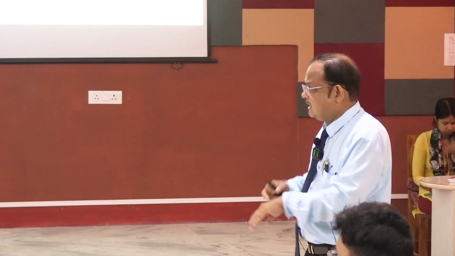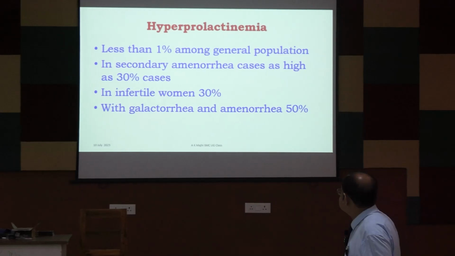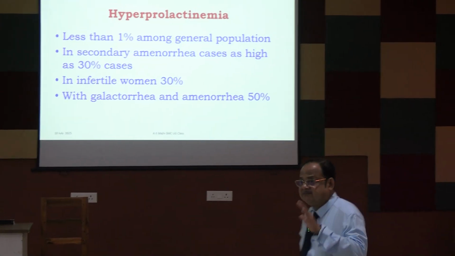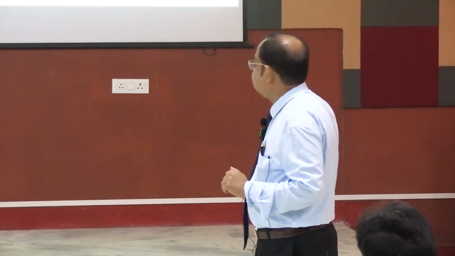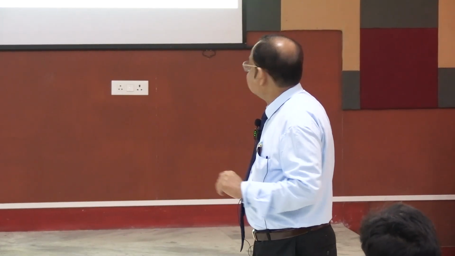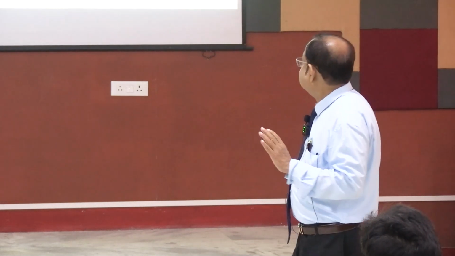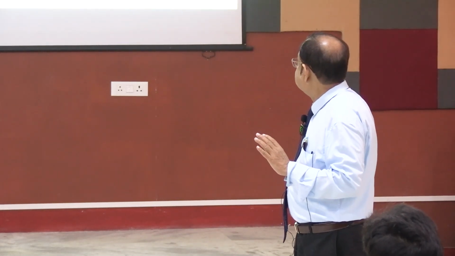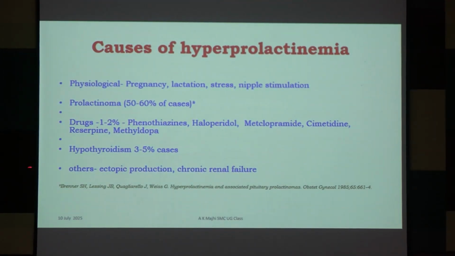hyperprolactinemia. This is less than 1% among the general population. In secondary amenorrhea cases, it is as high as 30%, and in infertility cases 30%. With galactorrhea and amenorrhea, 50%. Causes of hyperprolactinemia: common is the physiological. Prolactinoma is 50 to 60% of cases, then drugs, which I already described, hypothyroidism 3 to 5%, and others such as ectopic endometrium and chronic failure.